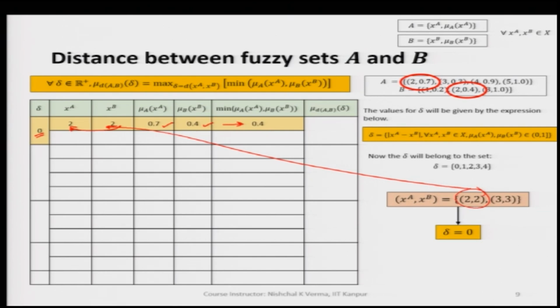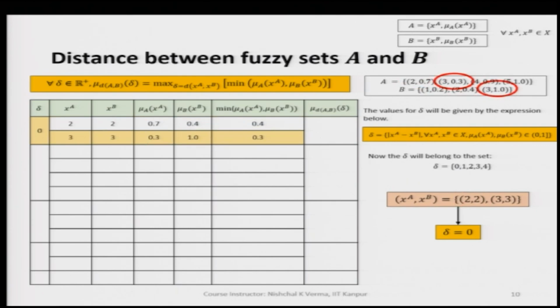Now, let us enter the values for the second pair. The second pair is 3 3, and we can see that these values are entered, and the minimum we get here is 0.3. Now, we have to take the max of these two. This is used to compute the max. The max of these two is going to be 0.4.